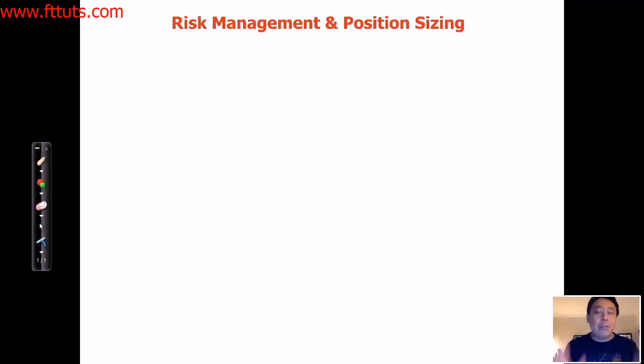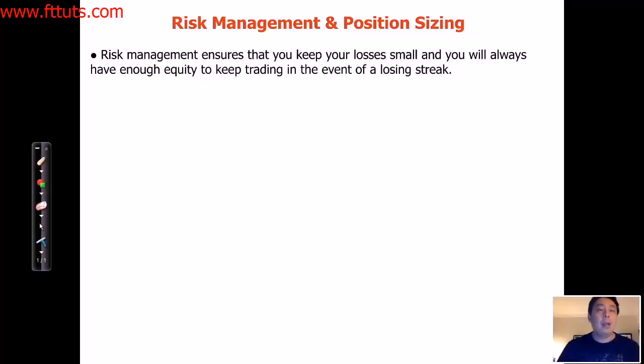All right, so let's review our rules one more time. Risk management ensures that you keep your losses small and you will always have enough equity to keep trading in the event of a losing streak, which is inevitable in trading. No matter how good you are, you go through periods of winning streaks and periods of losing streaks. You have to ensure that when you go through a losing streak, it doesn't wipe you out. It keeps you in the game.